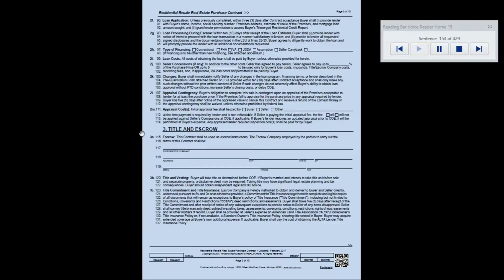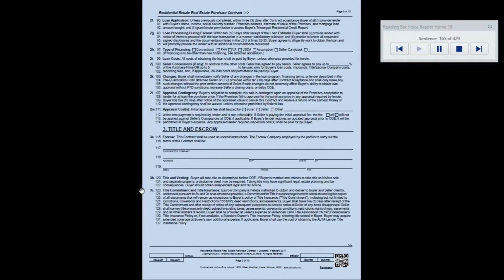3. Title and escrow. 3A. Escrow. This contract shall be used as escrow instructions. The escrow company employed by the parties to carry out the terms of this contract shall be Escrow Title Company. Address, City, State, Zip. Email, Phone, Fax. 3B. Title vesting. Buyer will take title as determined before COE. If buyer is married and intends to take title as his/her sole and separate property, a disclaimer deed may be required. Taking title may have significant legal, estate planning and tax consequences. Buyer should obtain independent legal and tax advice.